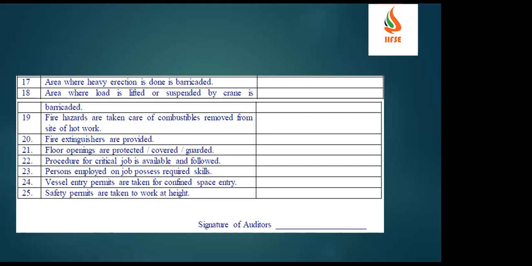Then vessel entry permits are taken for confined space entry. This is also very much important. Is there any vessel entry? The permit must be taken before entering into any vessel. Apart from that, safety permits are taken for work at height. It is not only about vessel entry and work at height. There are some other necessary permits that must be identified based on the project and the activities they are performing.